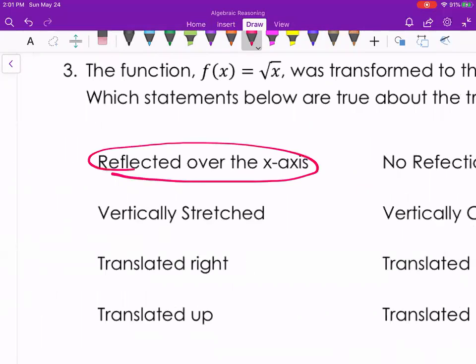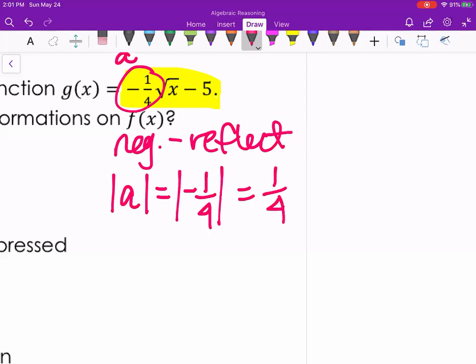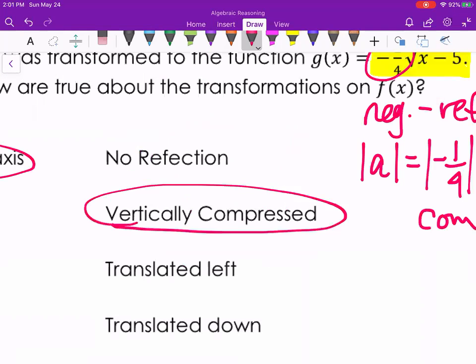The absolute value of a means I want the positive of a -1/4. So a +1/4 is between 0 and 1, so this is a compression. This is vertically compressed. It's squished down, closer to the x-axis.